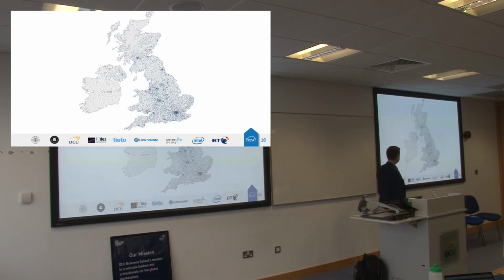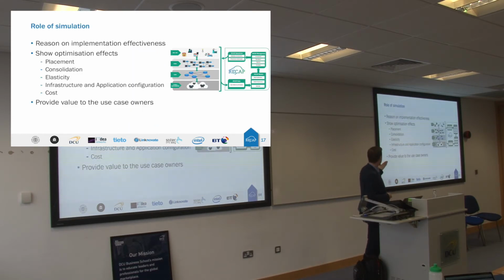Within the simulation, we're looking at the whole infrastructure, creating models of that infrastructure, creating models of the users, and looking at how the system behaves in certain conditions, so simulating the system behavior. That ties in with the role of simulation. We want to get an idea of how well our optimization and other components of the project are performing by using simulation.